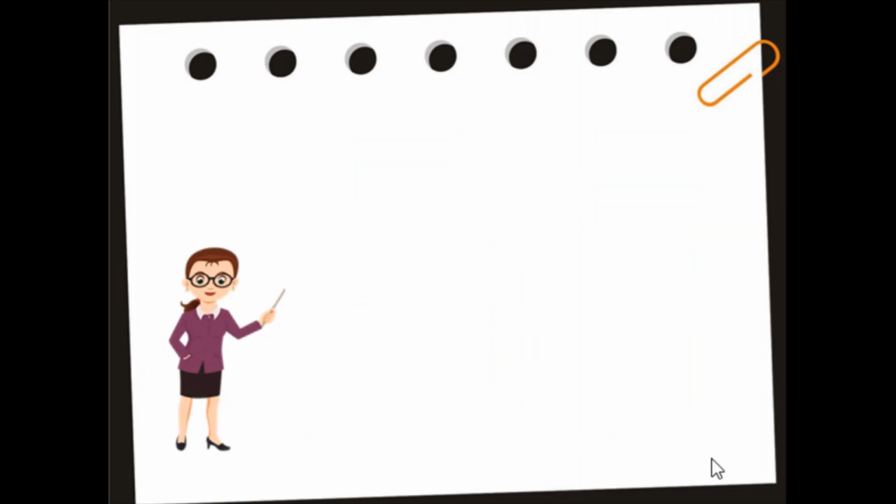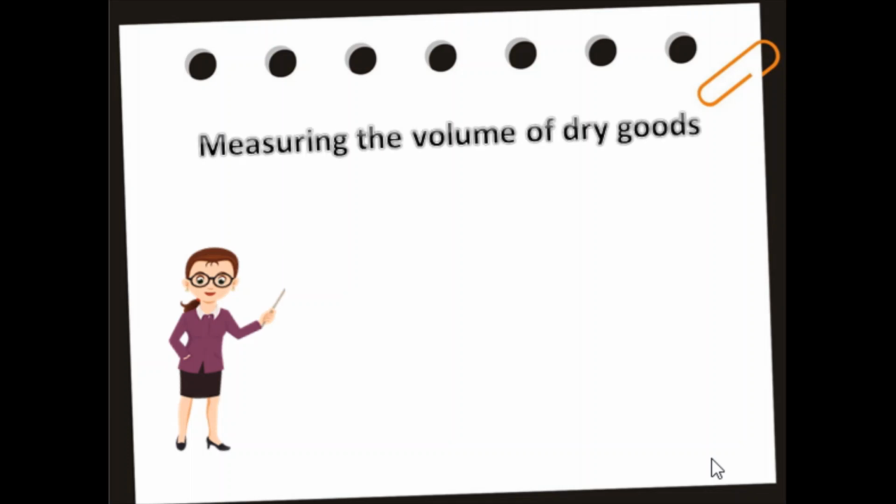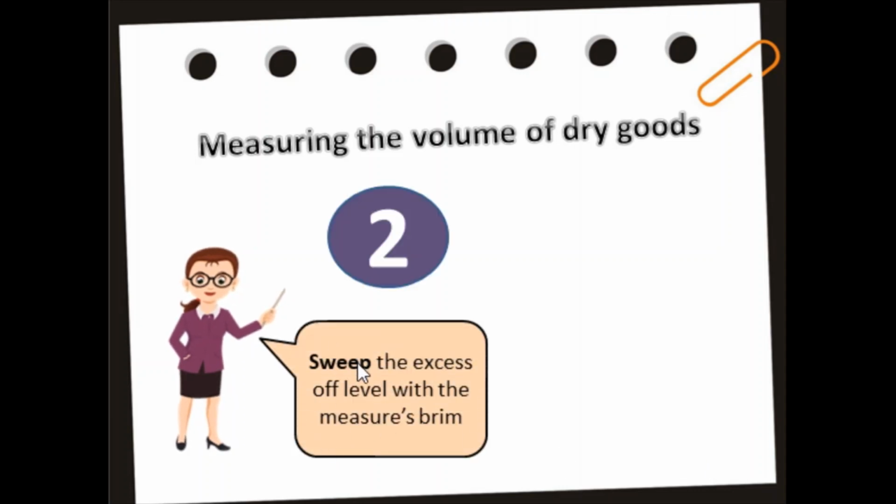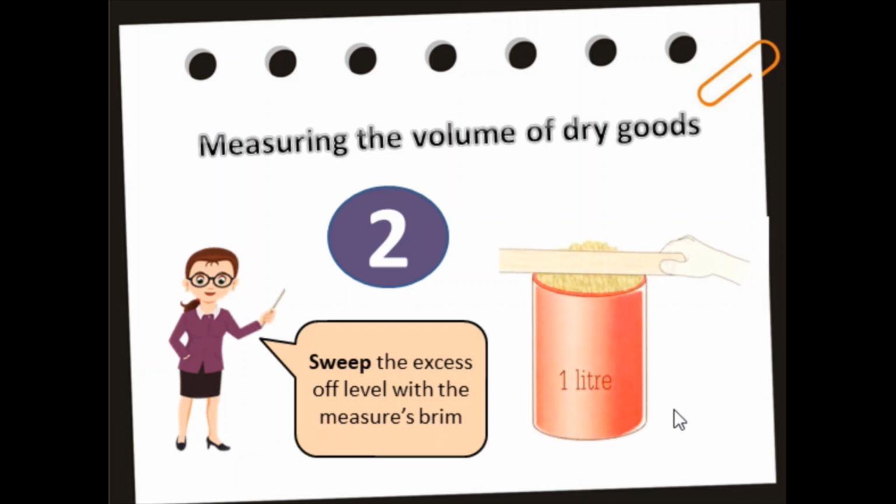Number 2, once you are finished filling the container, you have to sweep the excess off level with the measure's brim. Sweep the excess off level with the measure's brim. That means you take away excess amount of goods. Just like this one, you can use a small knife or you can use a popsicle stick to sweep it off.